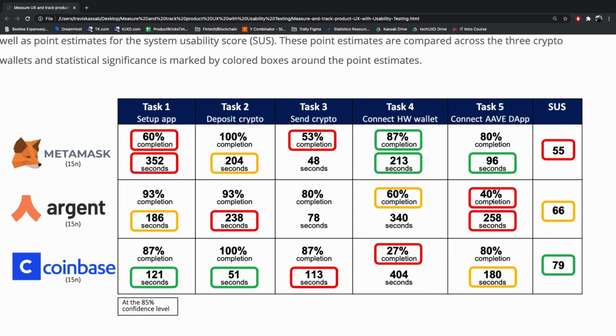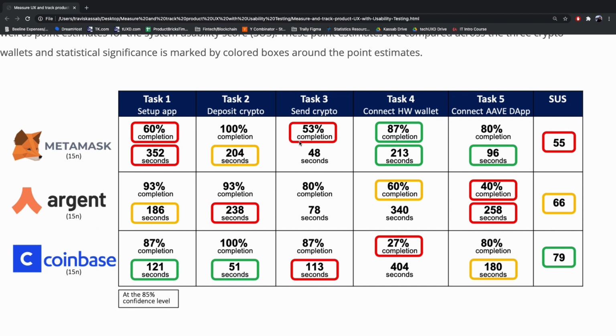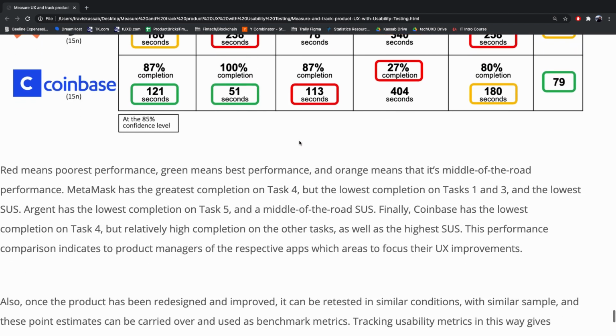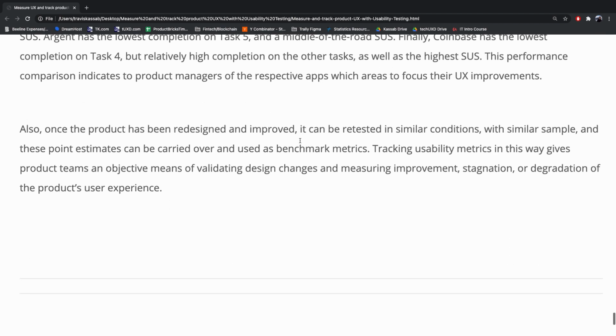I mean, they have relatively high completion rates on everything except for the Connect hardware wallet, which, wow, that takes a lot of time for the people who do complete it. And so it kind of makes sense to me. And it does make sense that the SUS is the worst for MetaMask, because on pretty basic stuff, like just setting up the app and sending crypto to a friend, they have relatively low completion rates there. So something to think about if we're the product managers.